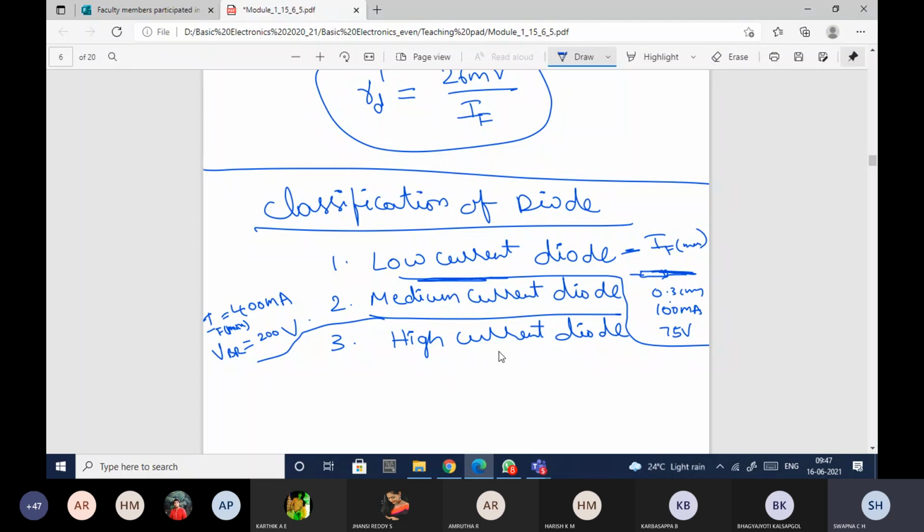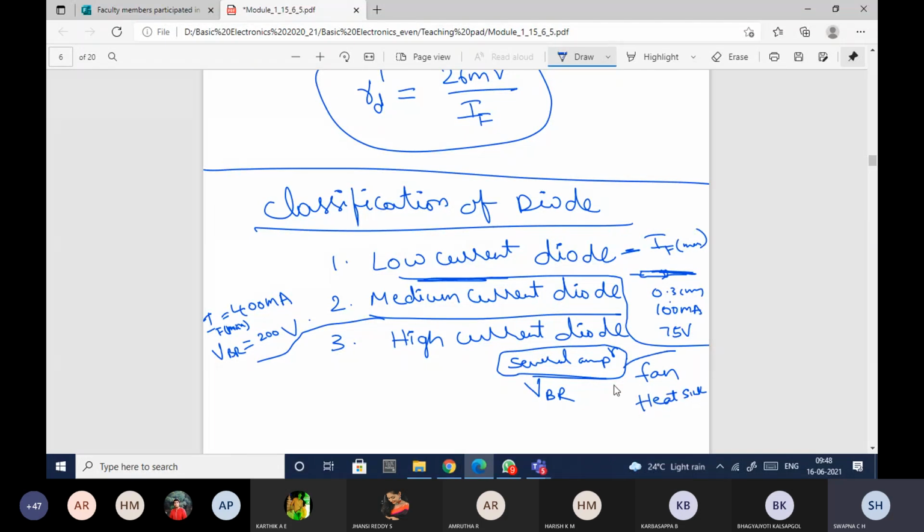And coming to the high current diodes, they will withstand high currents, maybe several amperes. And the reverse breakdown voltage will also be more, of several hundreds of volts. Here, as it is withstanding more current, it will lead to heating of the device. So in order to reduce the heat, we will either connect a fan or a heat sink.